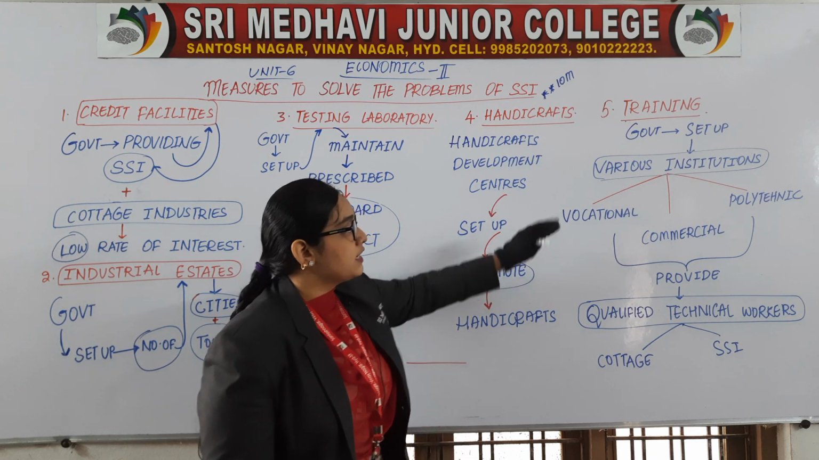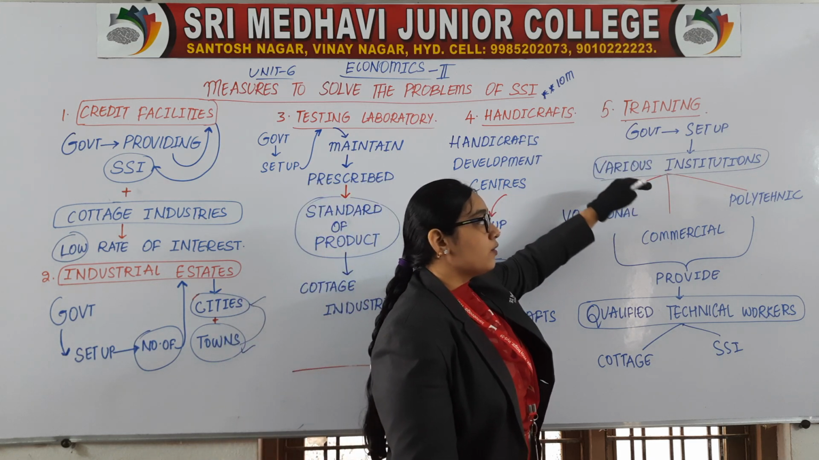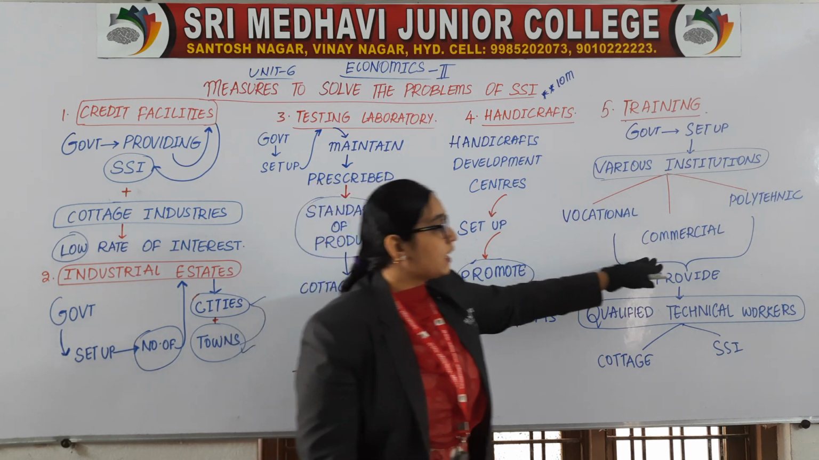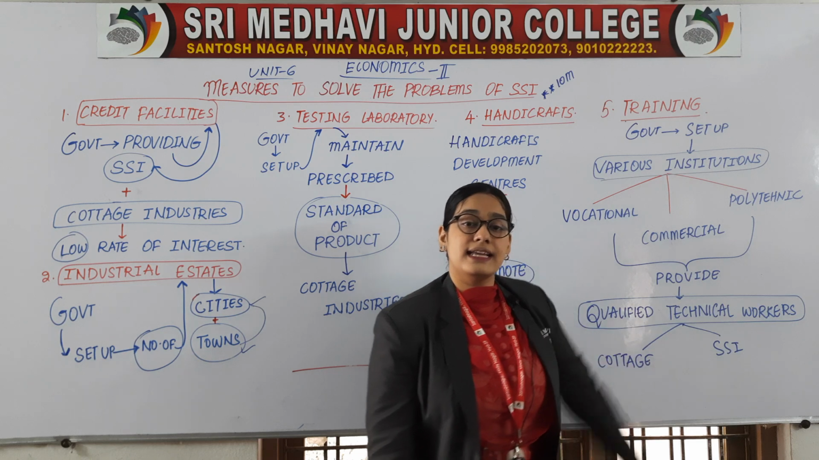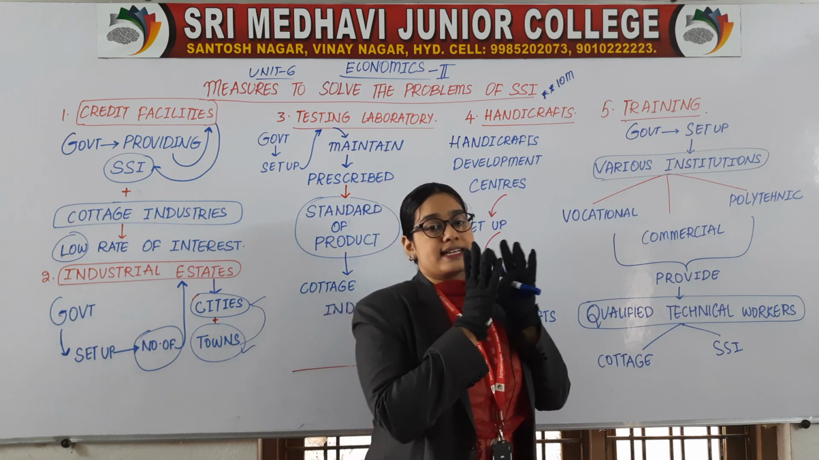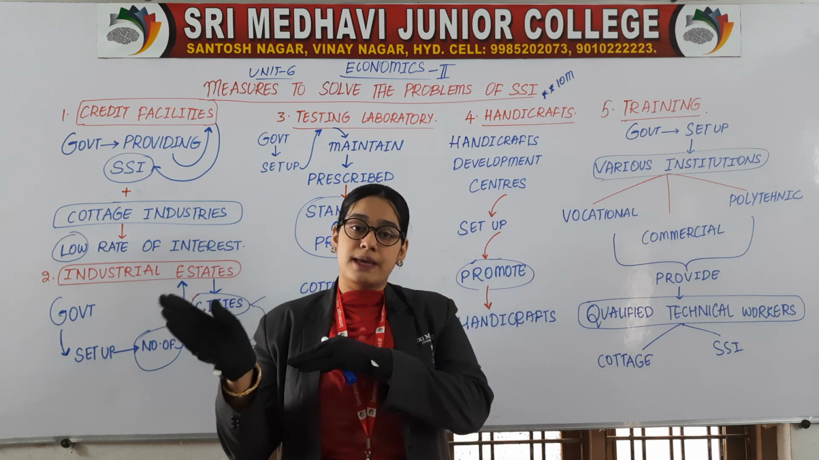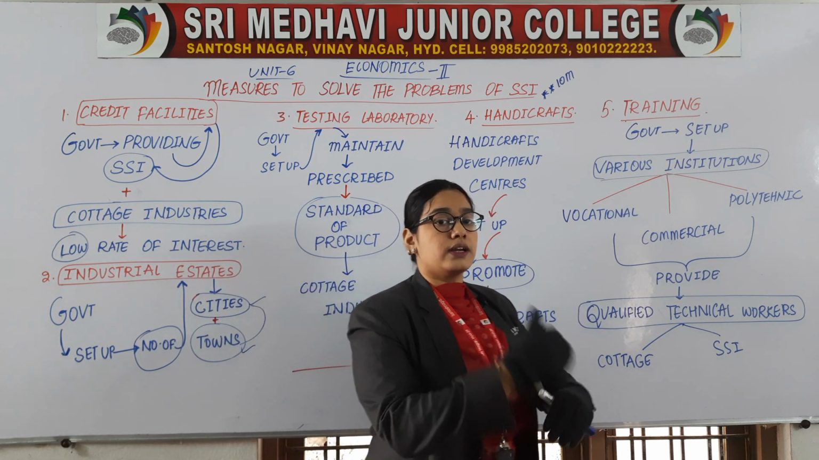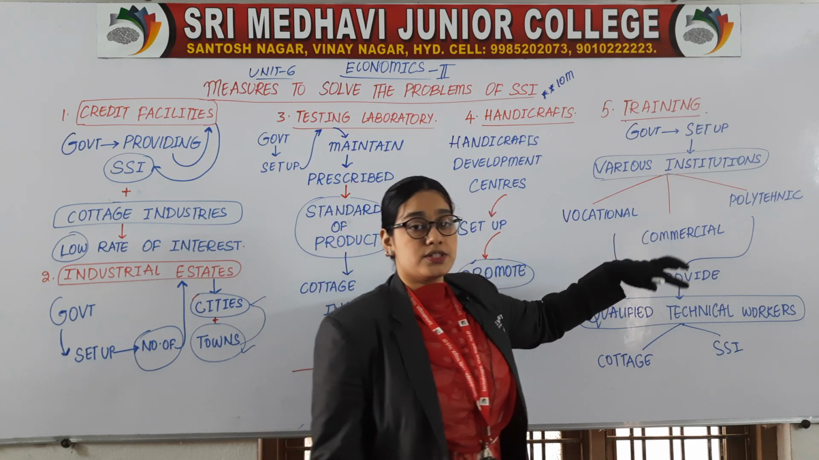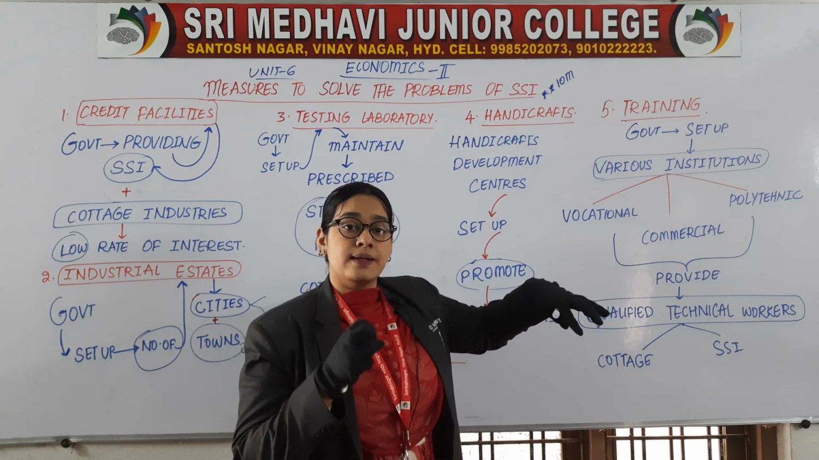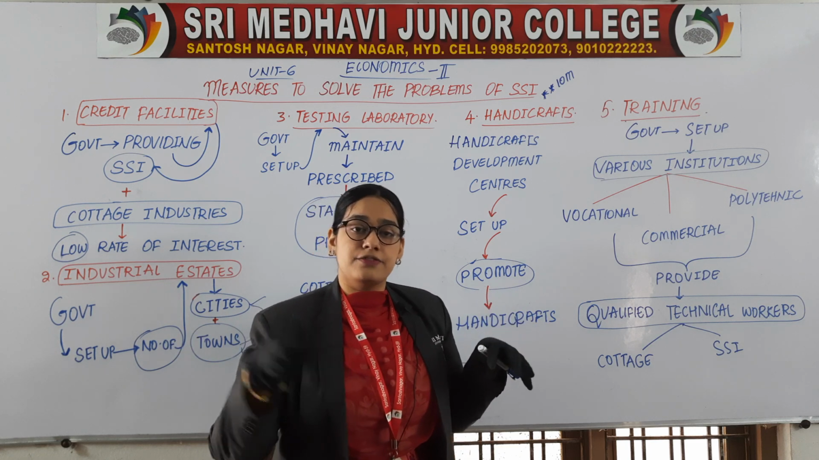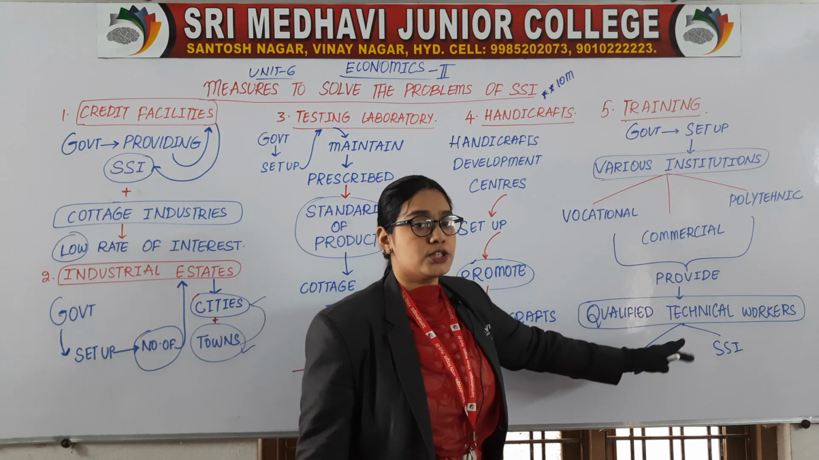Coming to the fifth point, training. The government has set up various institutions like vocational institutes, commercial institutes, polytechnic institutes. Vocational means we are doing courses like CEC, MEC, MPC and BPC. Apart from these four courses, whatever other courses there are come under vocational. Then commercial, which is related completely with money and business, like BCom, Bachelor in Commerce, accountancy, financial accounts, that will come under commercial.